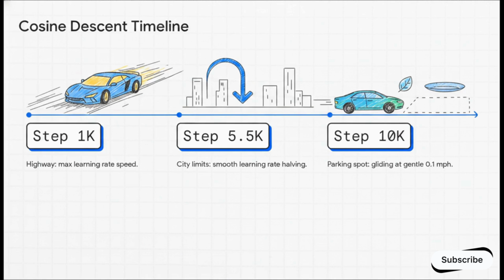Look at our timeline. Step 1000, we're on the highway, max speed. Fast forward to step 5500, we hit city limits, and the speedometer is smoothly halving. By step 10,000, we're pulling into the parking spot, just effortlessly gliding at 0.1 miles per hour. This continuous, buttery smooth deceleration lets the optimizer gently settle into wider, flatter minima. And as we know, geometrically flat basins generalize way better to unseen data than sharp, narrow ravines.